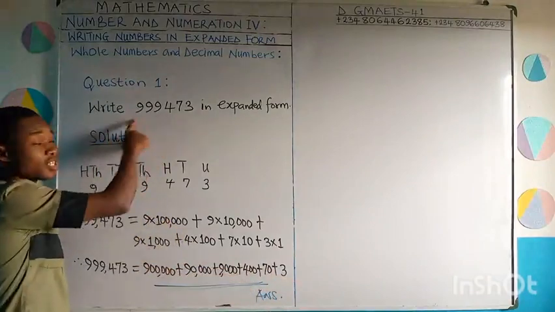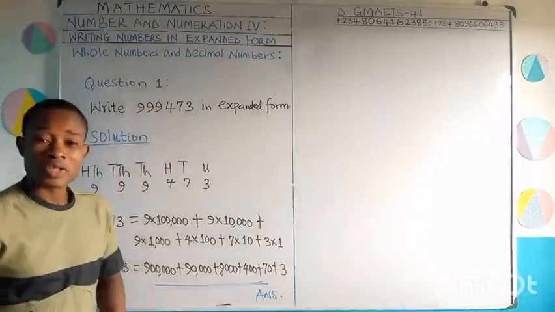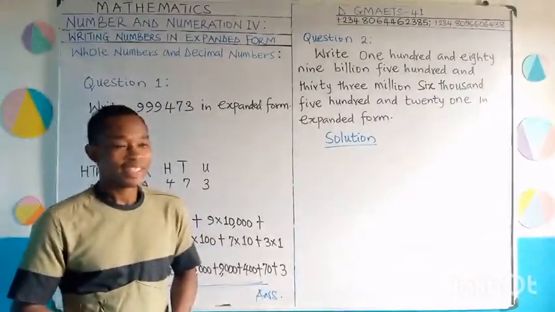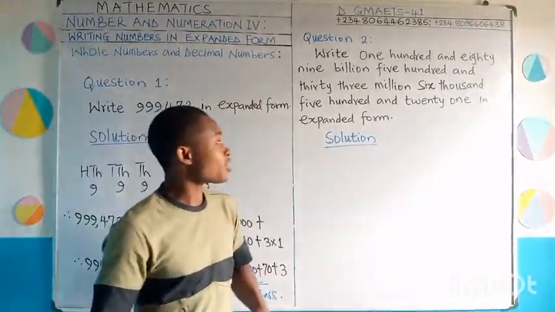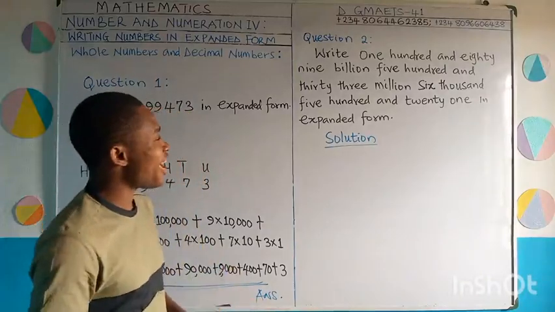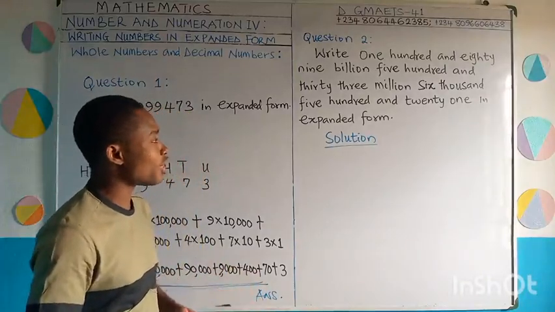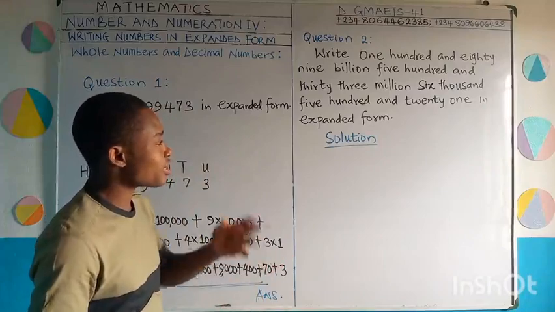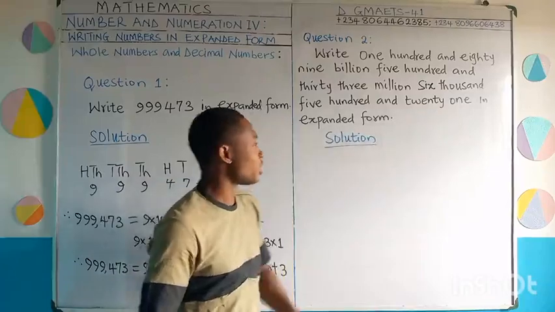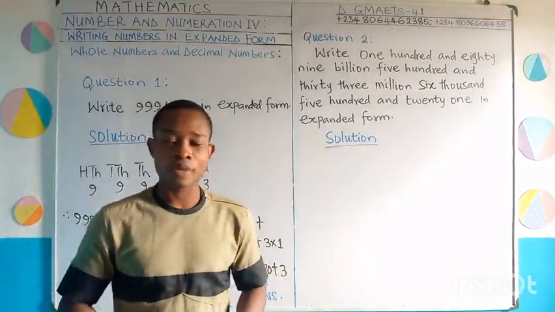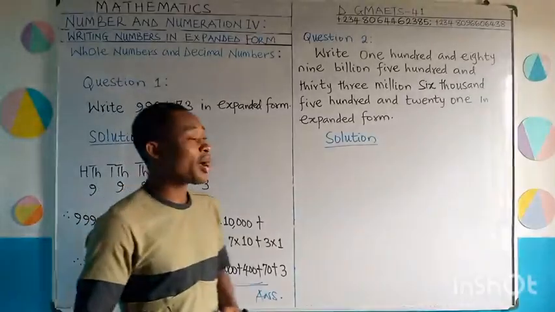The expanded form of this number. Question 2. And here is our second question. We are asked to write 189,533,006,521 in expanded form. Now, how do we go about this?